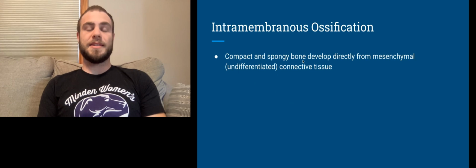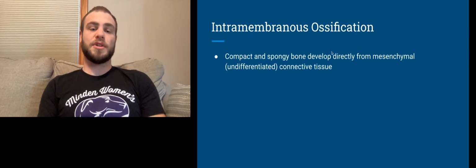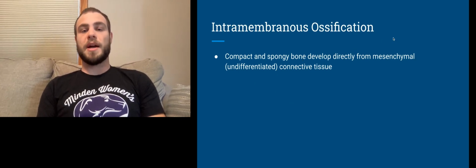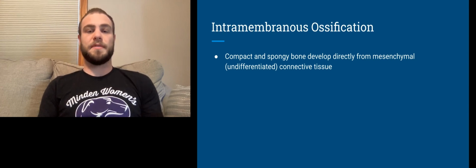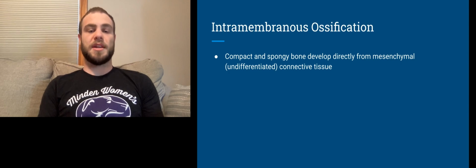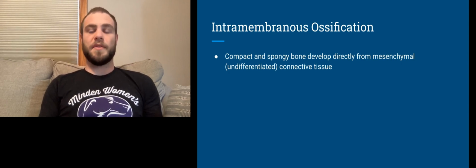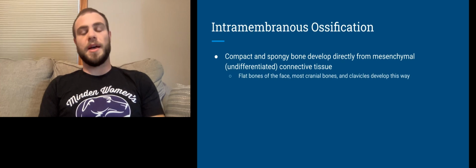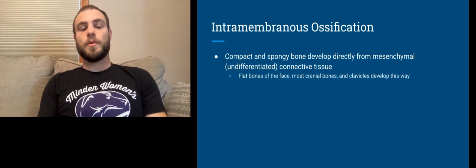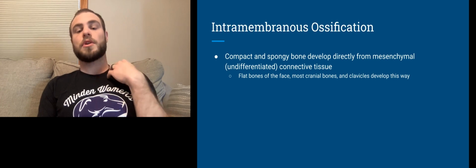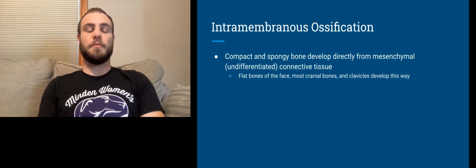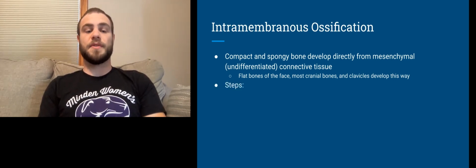So the first kind we're going to look at is intramembranous ossification. This is where you're going to have compact and spongy bone developing directly out of the mesenchymal connective tissue. Mesenchymal connective tissue is simply undifferentiated connective tissue. Kind of think of it almost like a stem cell type of tissue. The flat bones of the face, most of your brain case, as well as your clavicles, are also going to be developing via intramembranous ossification.